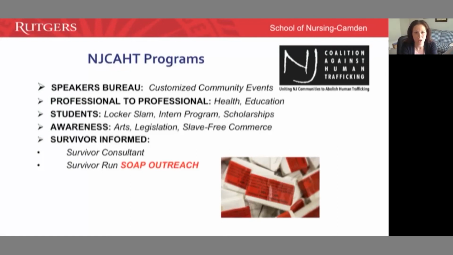This coalition also has survivor-informed actions, such as the Survivor Consultant for Victims. And these are victims who are recovering from being trafficked and connect with current victims in order to help them. There's also the survivor-run SOAP outreach program, the SOAP, which stands for Save Our Adolescents from Prostitution. The coalition and SOAP trains and sends volunteers to hotels and motels to help stop child trafficking.